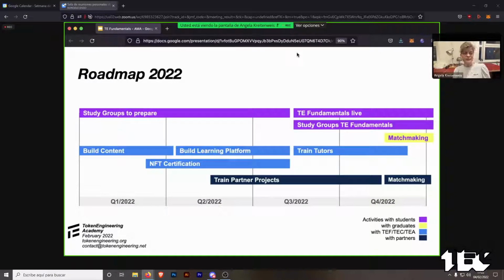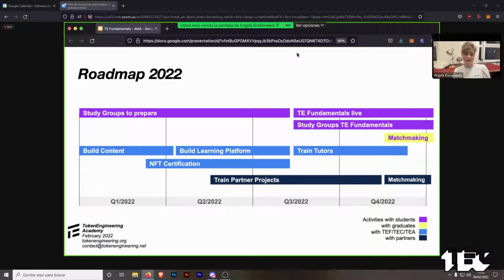The blue items are activities on our side at the TE Academy team and our wider ecosystem, like with TE Commons: building the content, building the learning platform, building the NFT certification, and training tutors, because we want to open up the study groups for anyone who's interested in helping others to learn. And this is also an opportunity if you are, let's say, an advanced student, to learn together. And this includes compensation. So you can be a paid tutor.